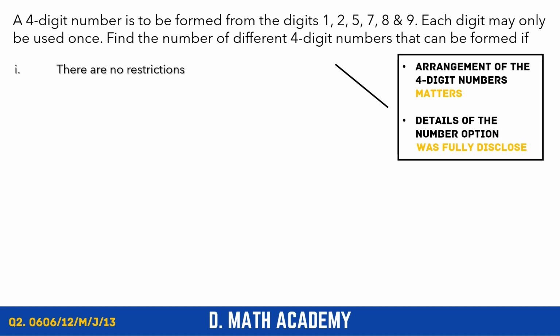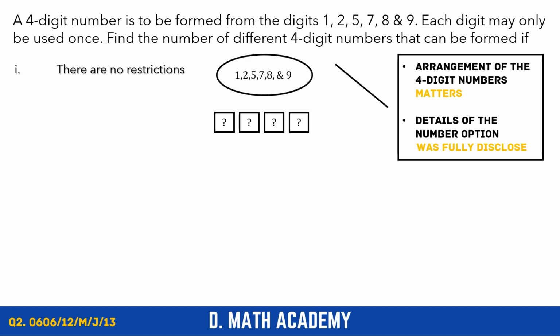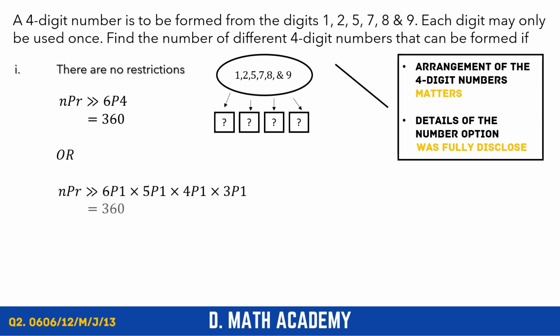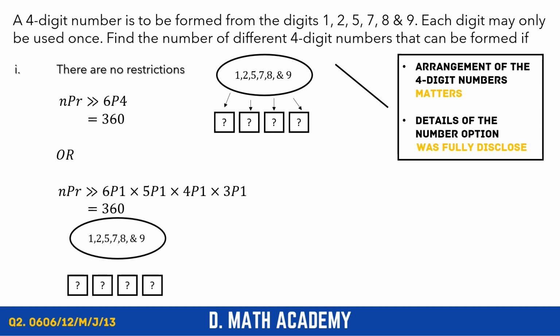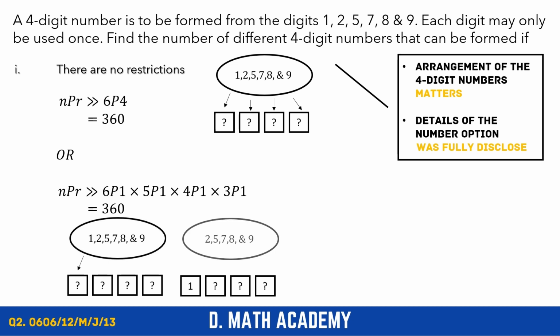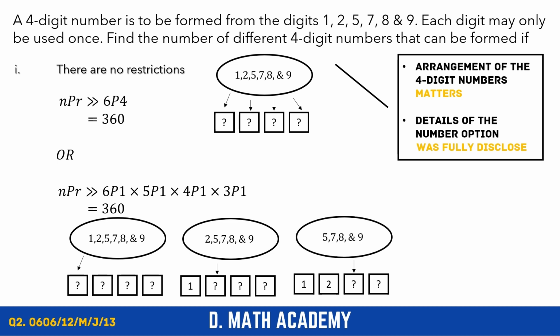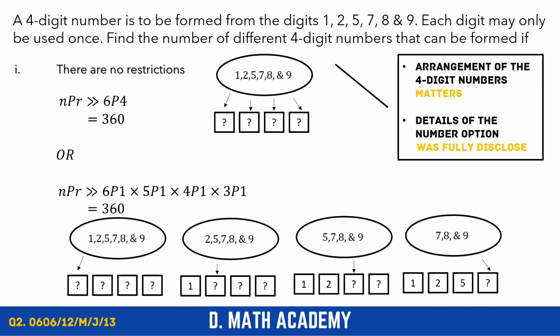So if there's no restriction, you will know you're taking from all the numbers there. There's a total of 6 of them, and you only need 4. So I took 6P4 and I get a result of 360. Alternatively, this is the other way that you can write this down. I actually prefer the longer way because it shows you how the nPr and nCr really work.